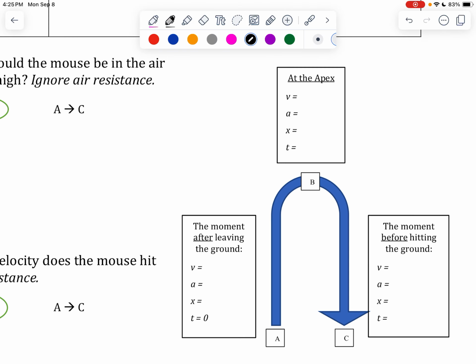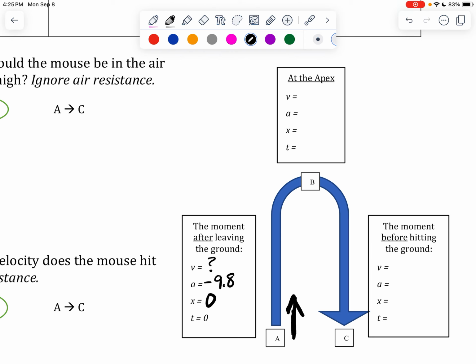All right, at point A, we don't know the velocity. Put a question mark there, leave it blank. It is not 0 because the mouse has to be moving in order to start jumping up in the air. To leave the ground, you're already moving. The acceleration is negative 9.8 meters per second squared. The position at A is 0, and the time is 0.